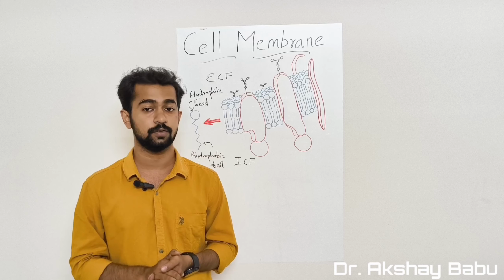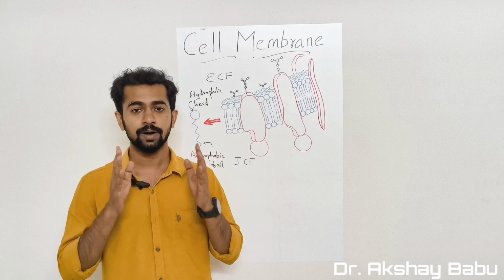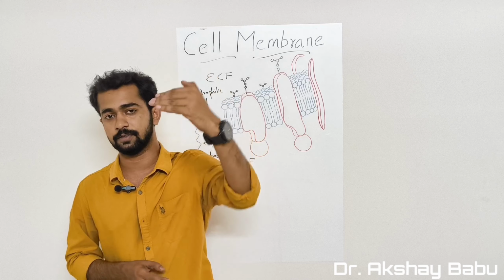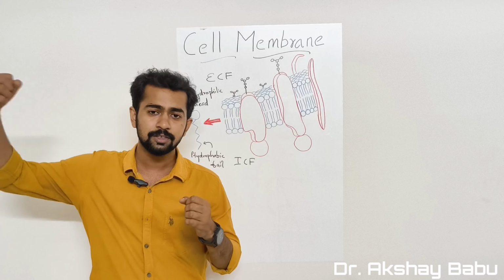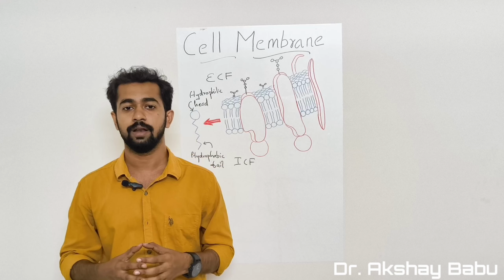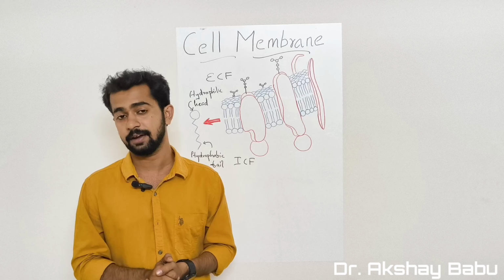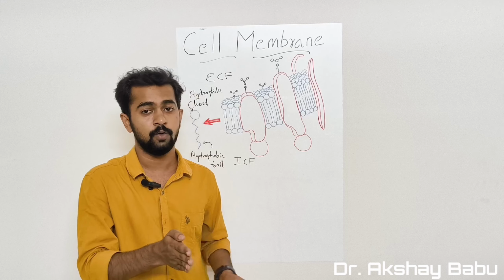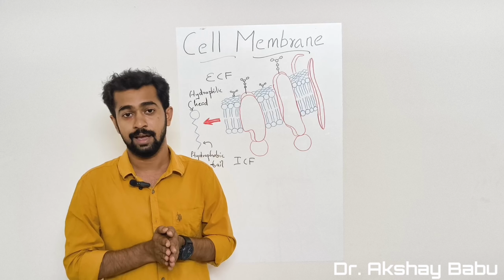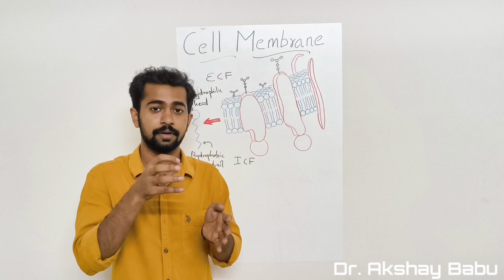And next, coming to functions of glycocalyx. The first and foremost function is that this glycocalyx always contains a negative charge over its surface, so that it always repels other negatively charged particles or proteins towards its outer surface. So the next function is that the glycocalyx of one cell membrane will always get attached to the glycocalyx of another cell membrane, and this attachment is through ionic bonds and hydrogen bonds.